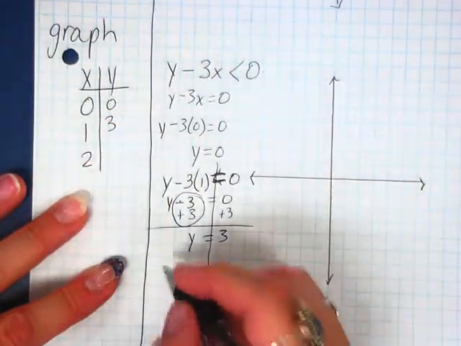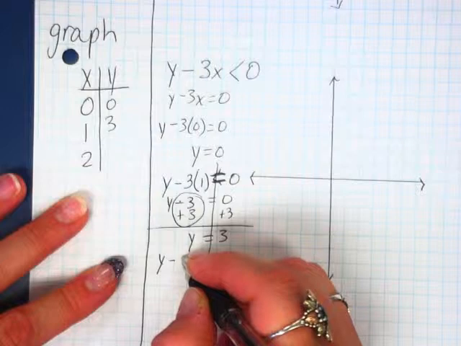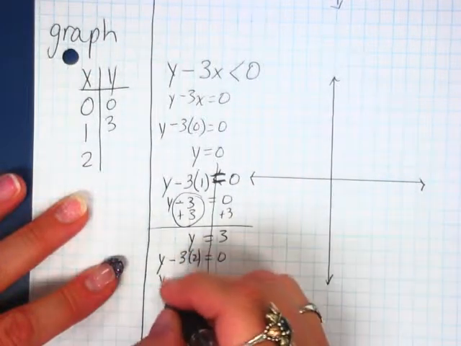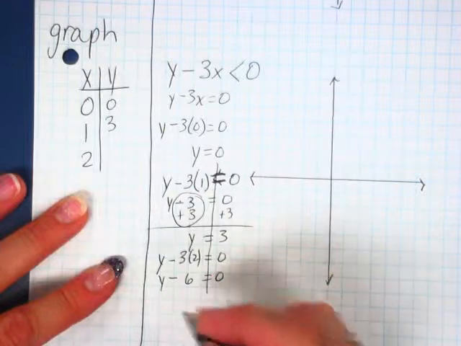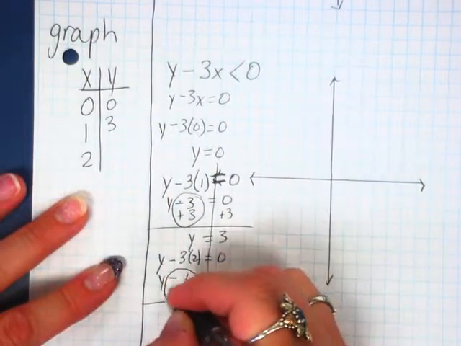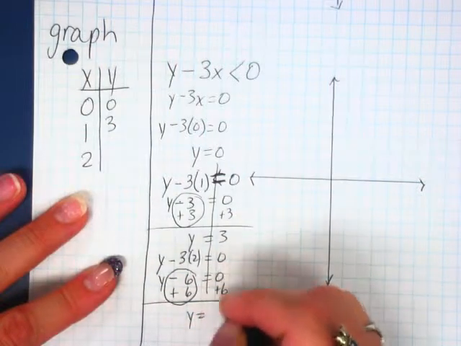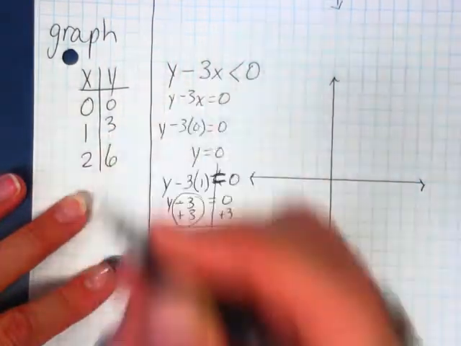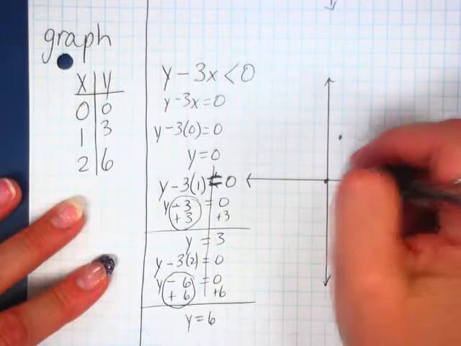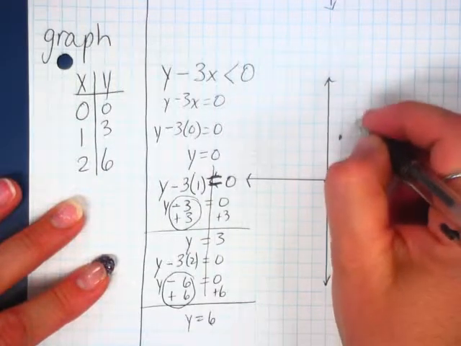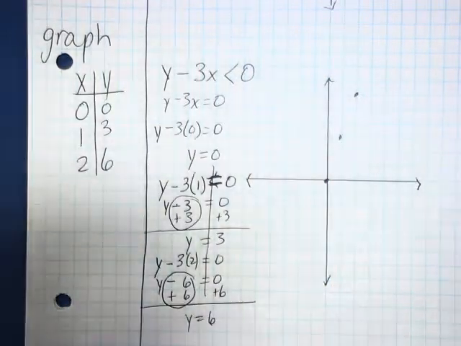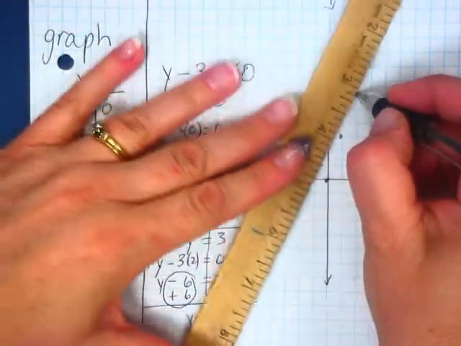Now we have 2. y minus 3 times 2 equals 0. y minus 6 equals 0. Opposite operations, add the 6 to both sides. This is a 0. We're left with y equals 6. So we have 0, 0, 1, 3, and 2, 6. There is no equal sign, so we're only looking at a dashed line at this point.